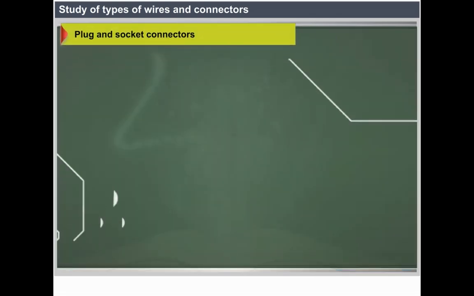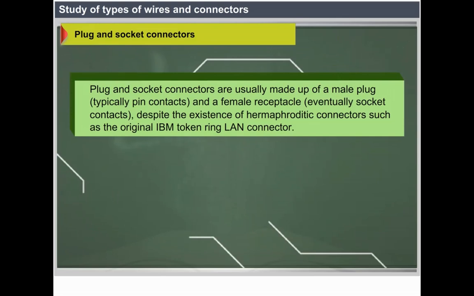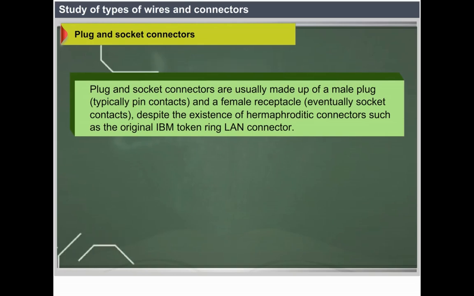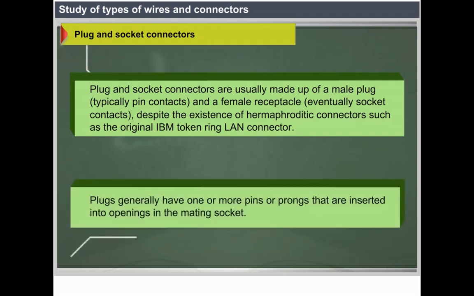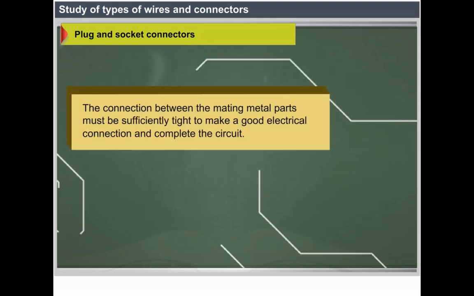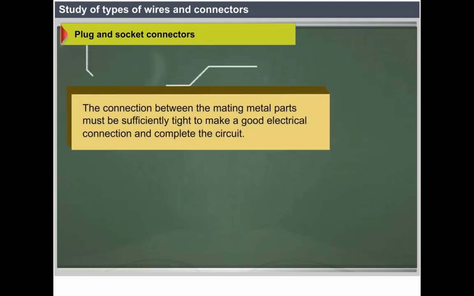Plug and socket connectors. Plug and socket connectors are usually made up of a male plug, typically pin contacts, and a female receptacle, typically socket contacts, although hermaphroditic connectors exist, such as the original IBM token ring LAN connector. Plugs generally have one or more pins or prongs that are inserted into the openings in the mating socket. The connection between mating metal parts must be sufficiently tight to make a good electrical connection and complete the circuit.